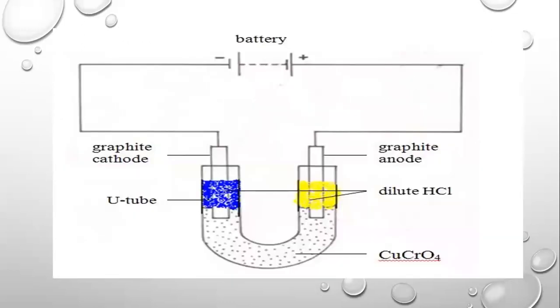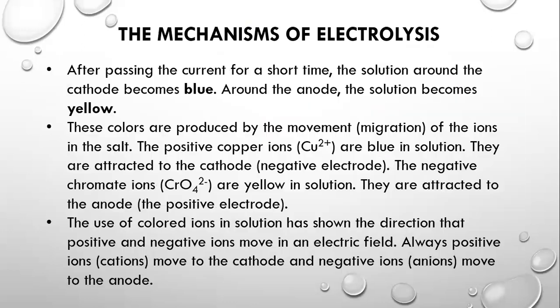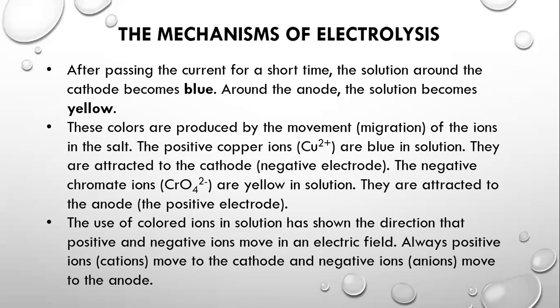These are the graphite rods. They can be the graphite cathode and the graphite anode. The rods carry the current into and out of the solution. After passing the current for a short time, the solution around the cathode becomes blue, as you can see in the diagram, and around the anode the solution becomes yellow. These colors are produced by the migration of the ions in the salt.